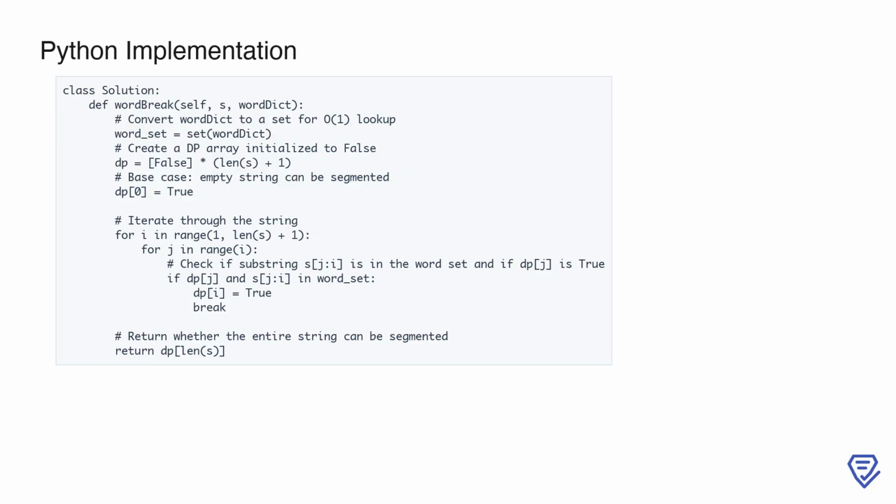A word_dict with no valid words, which ensures the function returns false unless s is empty. Repeated words in word_dict, which are efficiently handled using the set conversion.